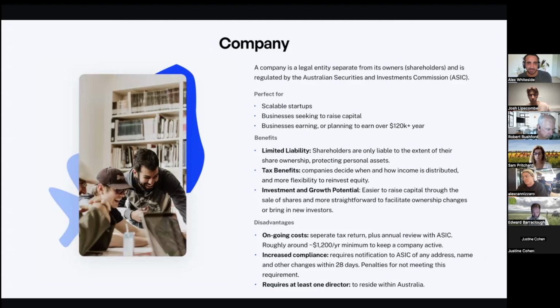So basically, companies are separate legal entities, so it's not really tied to any one person. It lives on its own right. And this type of structure is perfect for scalable startups, or people that are seeking to raise capital, or businesses that are earning over that 120K a year bracket. The reason we say that is because then you can start working around different tax strategies.